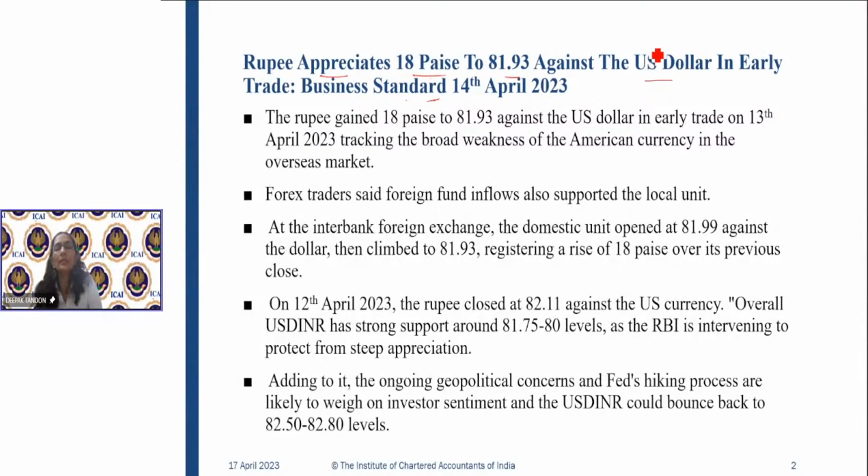So the US dollar is the base currency. Please do keep it in mind. US dollar will be the base currency, INR will be the variable currency. So we are talking about 81.93 INR. And here you see the rupee has appreciated. Appreciated means it was at what price? It was 81.99 on the 12th, and then it went down to 81.93.